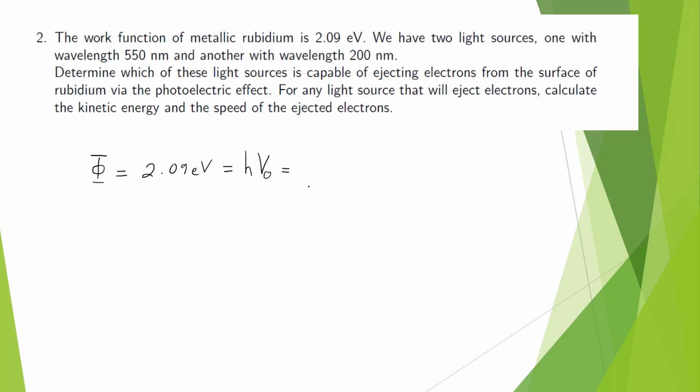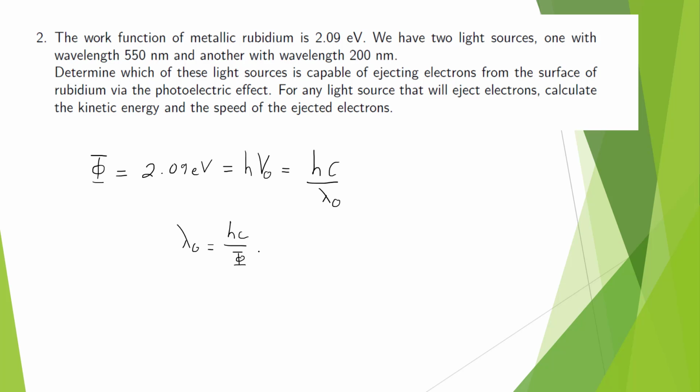So this can simplify down to Planck's constant times the speed of light divided by the initial wavelength, which is what we are looking for. So we can simplify that down to wavelength equal to Planck's constant times the speed of light divided by the work function.